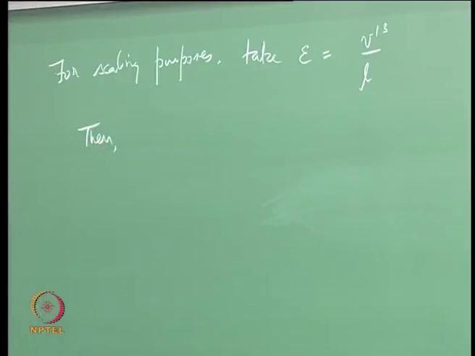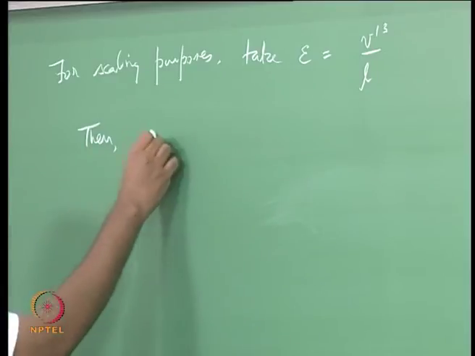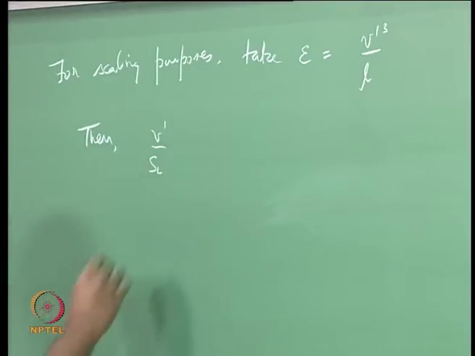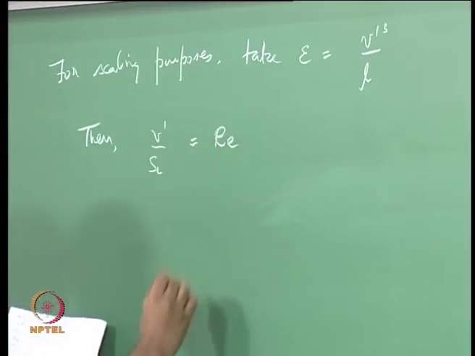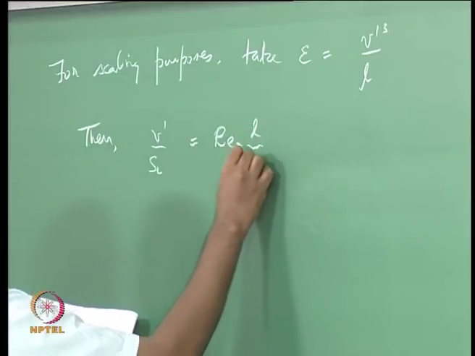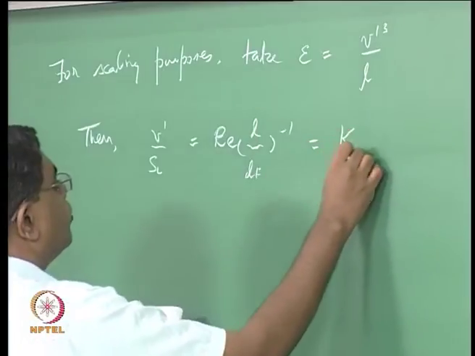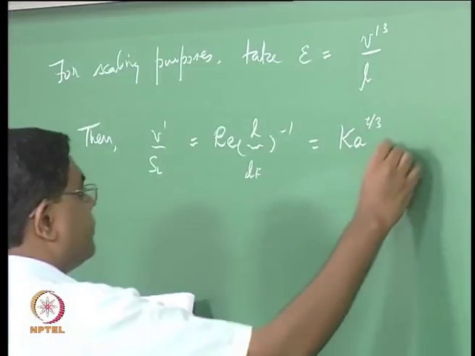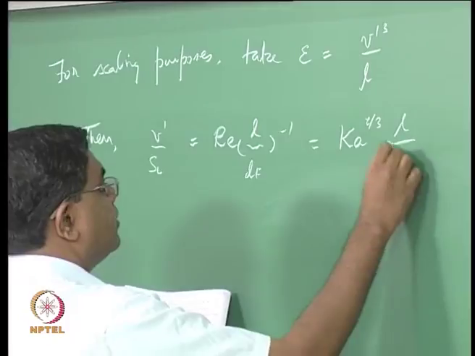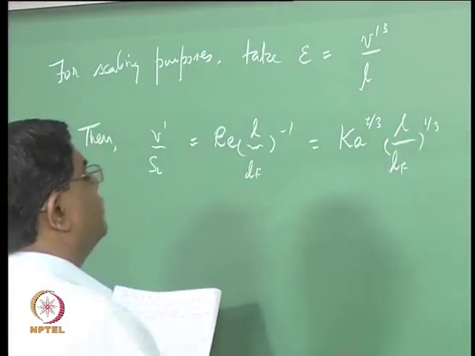Putting things together, essentially what you're looking for is an expression for V prime over SL in terms of non-dimensional quantities, in terms of L over LF, and we should now be able to show that this is equal to Re times L over LF to the minus 1, and that's also equal to Karlovitz to the 2/3 times L over LF to the 1/3.